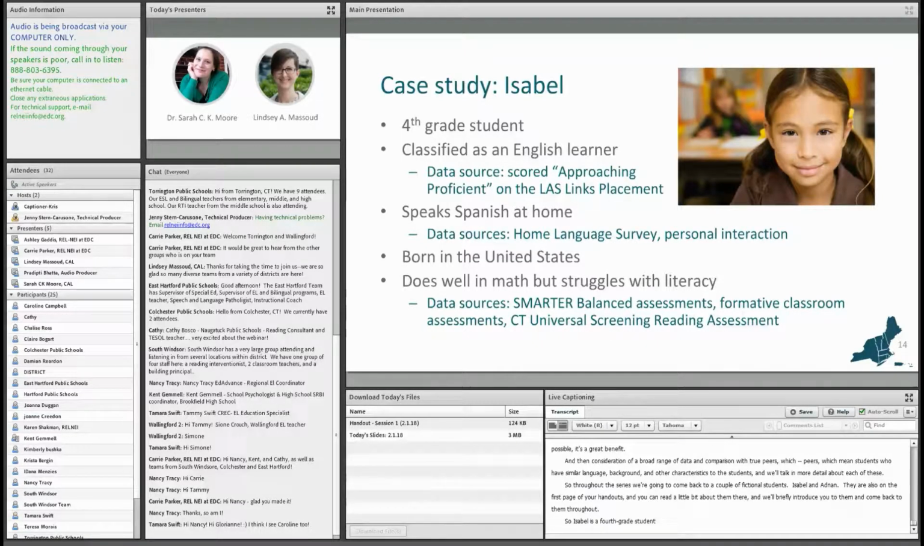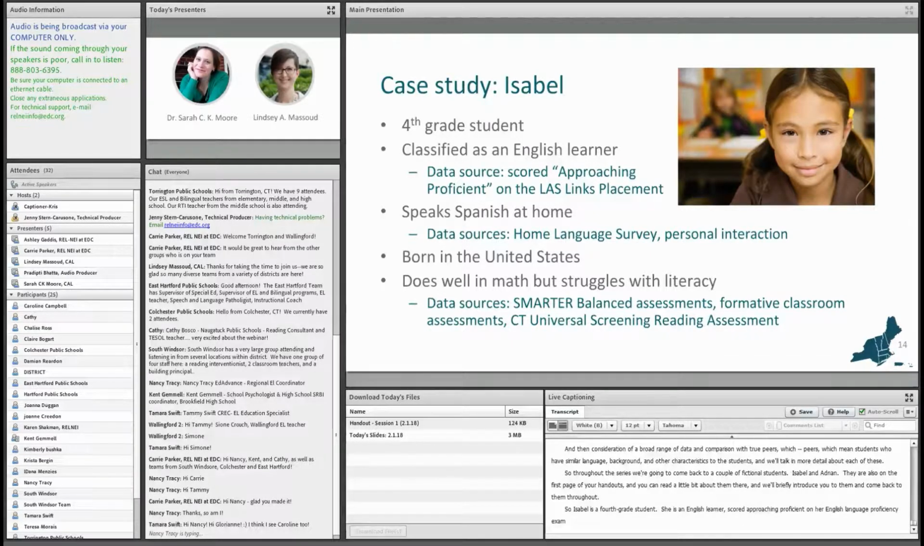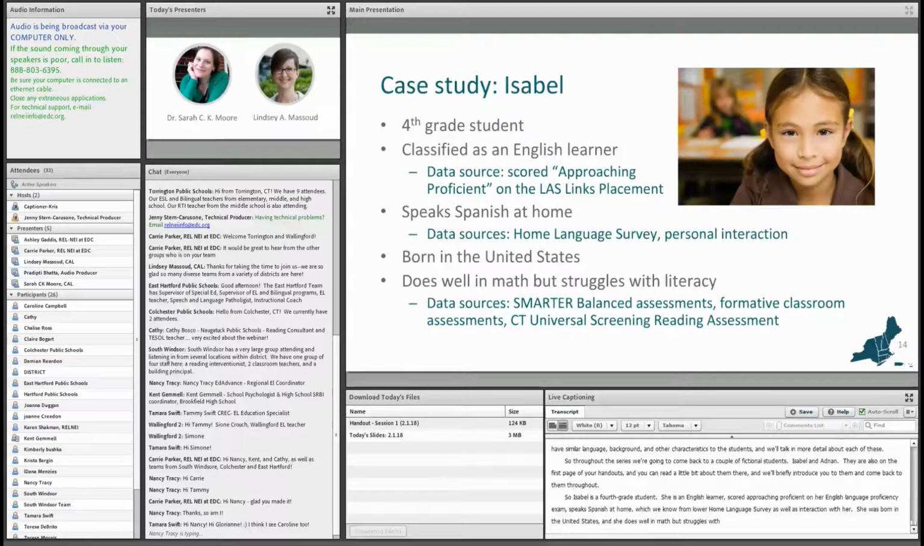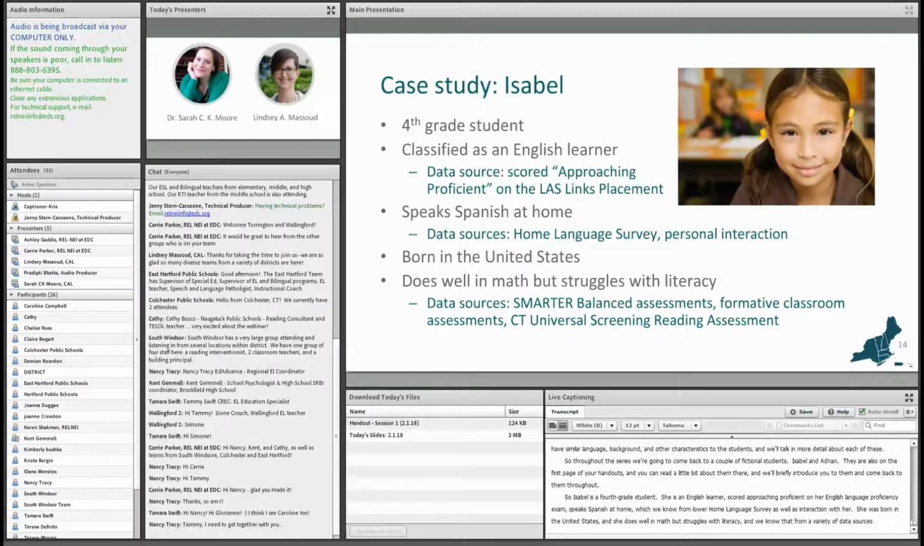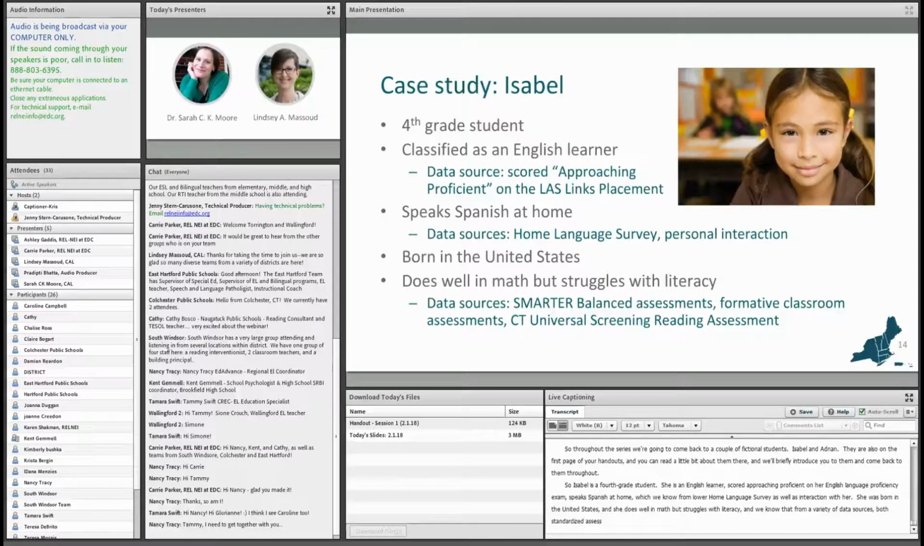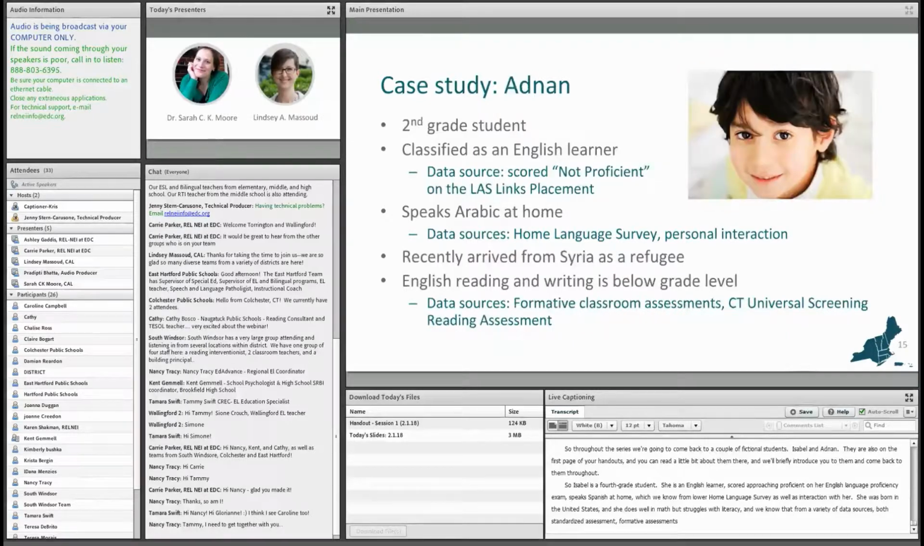She is an English learner, scored approaching proficient on her English language proficiency exam, speaks Spanish at home, which we know from her home language survey as well as personal interaction with her. She was born in the United States, and she does well in math but struggles with literacy. And we know that from a variety of data sources, both standardized assessments, formative assessments, and screening tools.